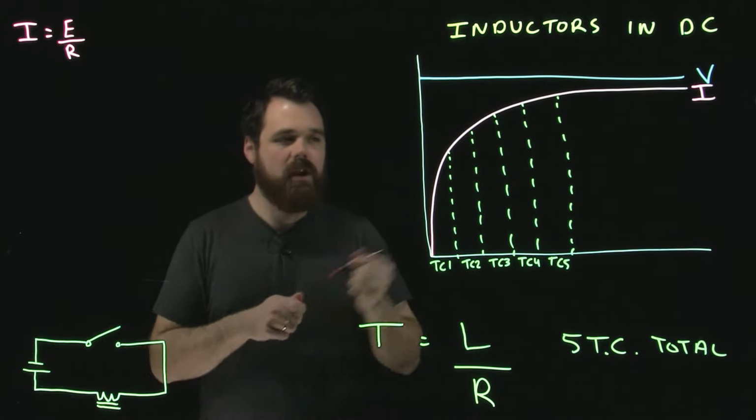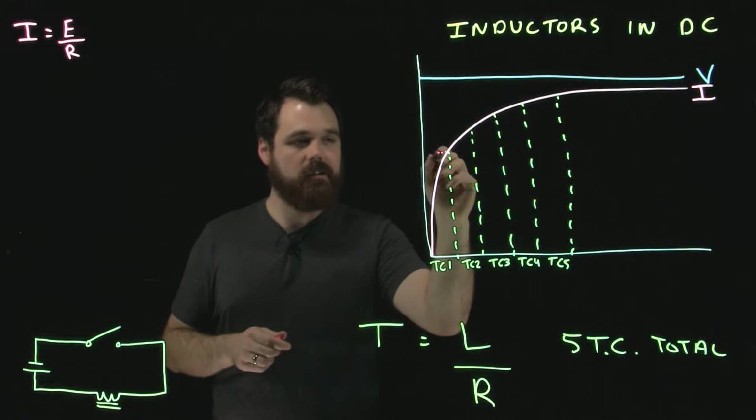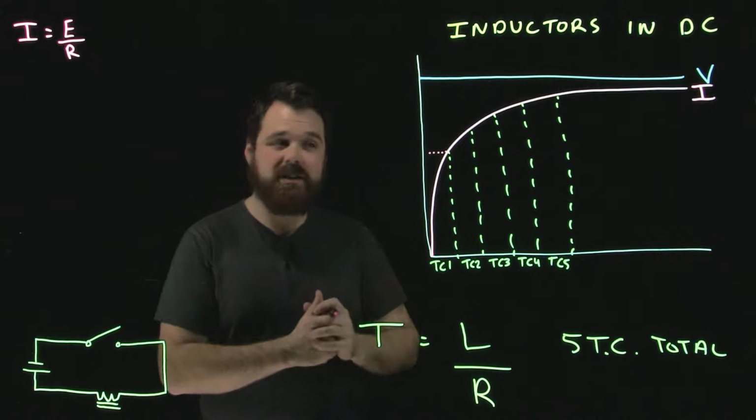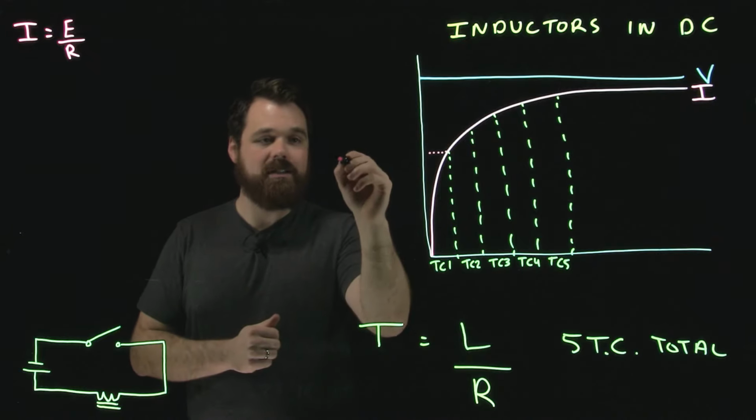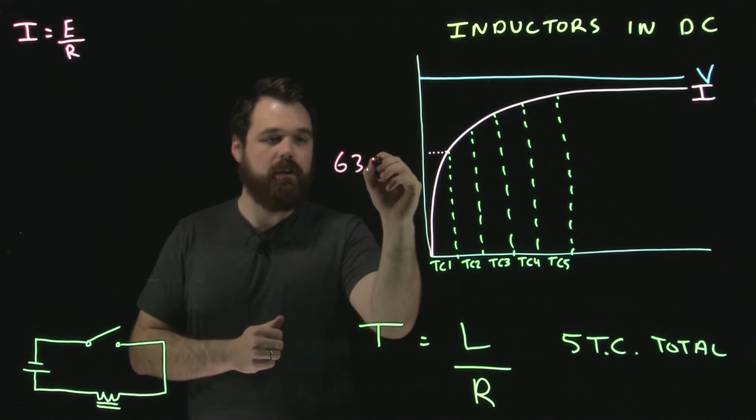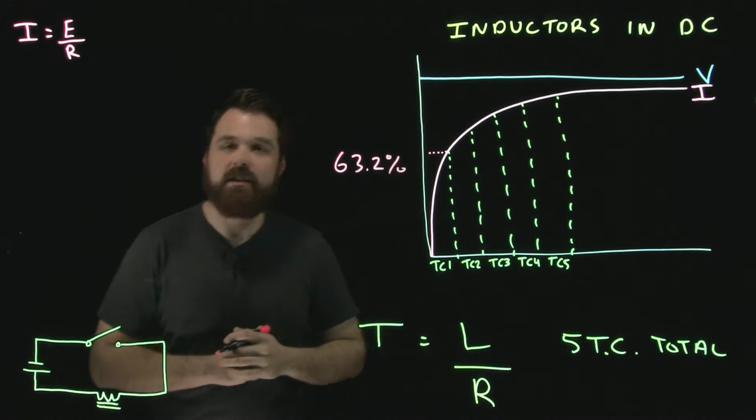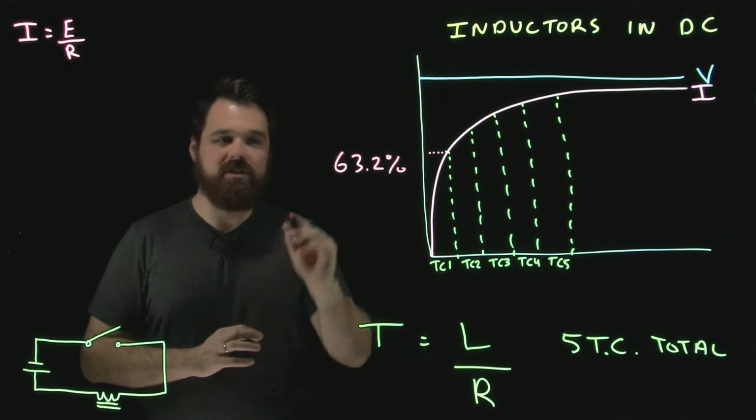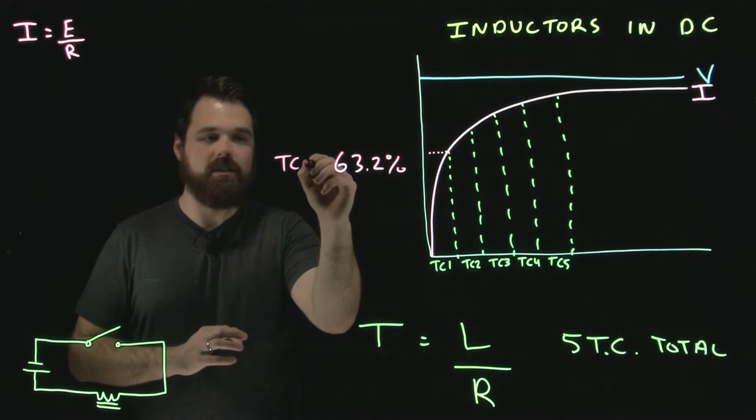In addition, this relationship is extremely important, but what we also see is this current rising on a curve. Now this curve is always going to act the same way. In the first time constant, it's going to rise 63.2%. Every time it's going to go up from 0 to 63.2% of its total value. That's in TC1.